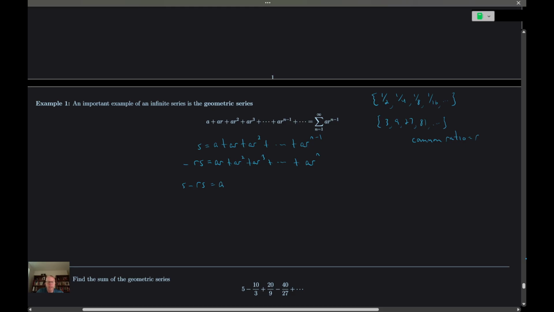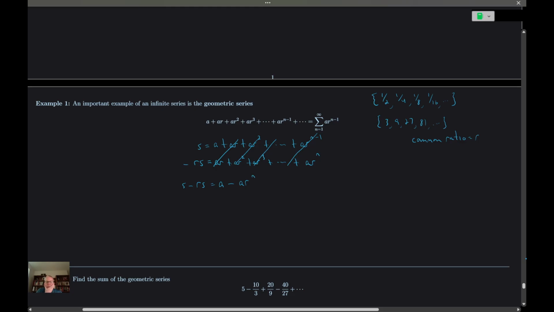So notice that we have AR minus AR. We have AR squared minus AR squared, AR cubed minus AR cubed, AR to the n minus 1 minus AR to the n minus 1. And then we're left with minus AR to the n.